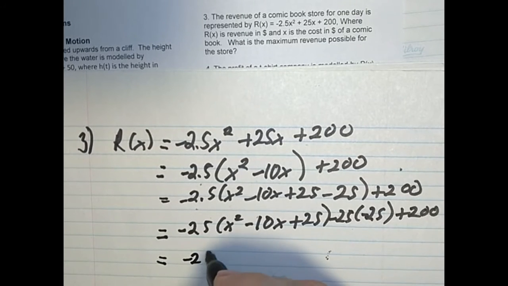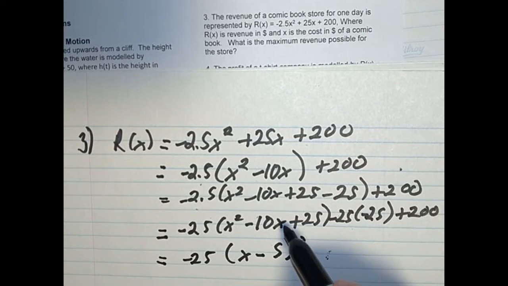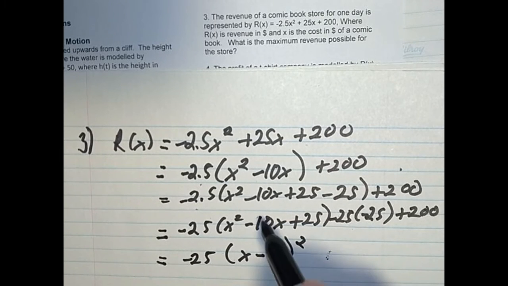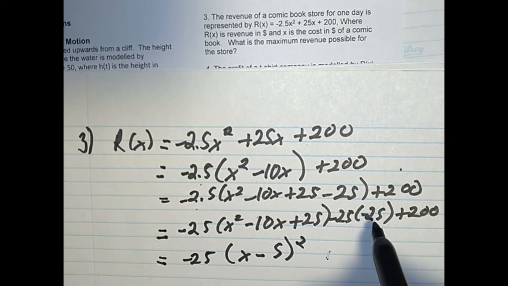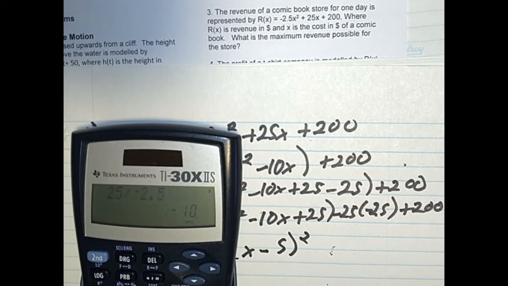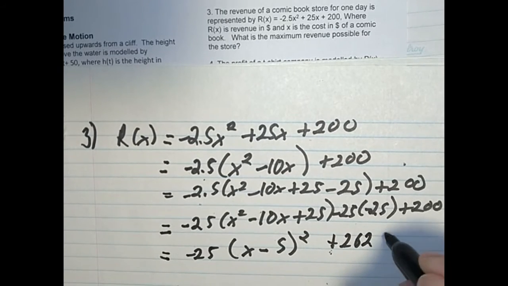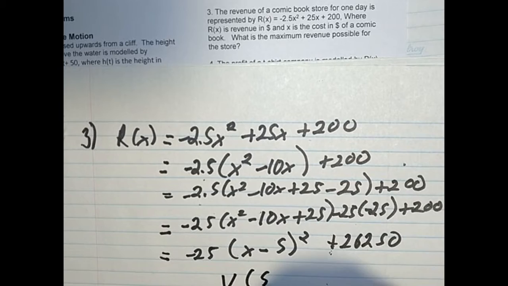Okay, now here, this one's not bad. This is (x minus 5)², so it's half of that, or square root of that, sign of the middle, and then this is 2.5 times 25. So you got to be careful here, two negatives. So let's see, negative 25 times negative 2.5 plus 200. 262.50 plus 262.50. So my vertex is (5, 262.50).